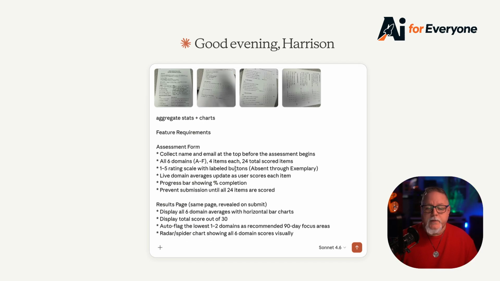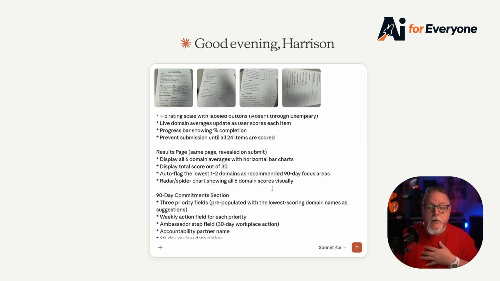The featured requirements that we want are going to be an assessment form. We give it very specific instructions on that form: collect names, all 6 domains, 1 through 5 scale, and so on. I don't want to bore you with all the details here. The results page, this is what we want on that page. You can customize this to be exactly the way that you want it. So display all 6 of these domain averages with horizontal bar charts. So again, you can add all kinds of cool things to this.